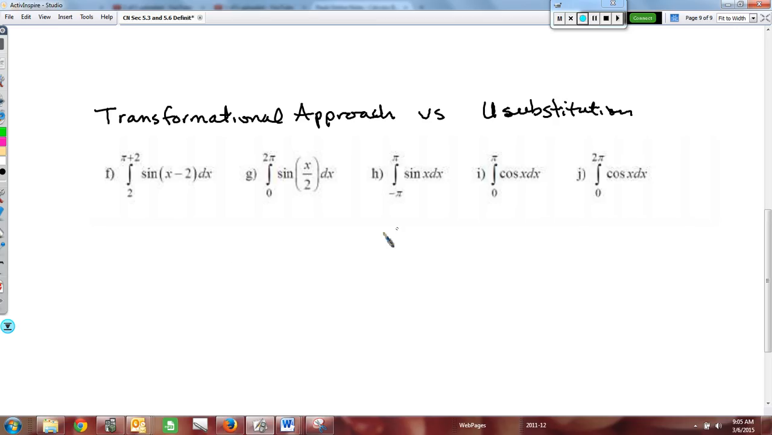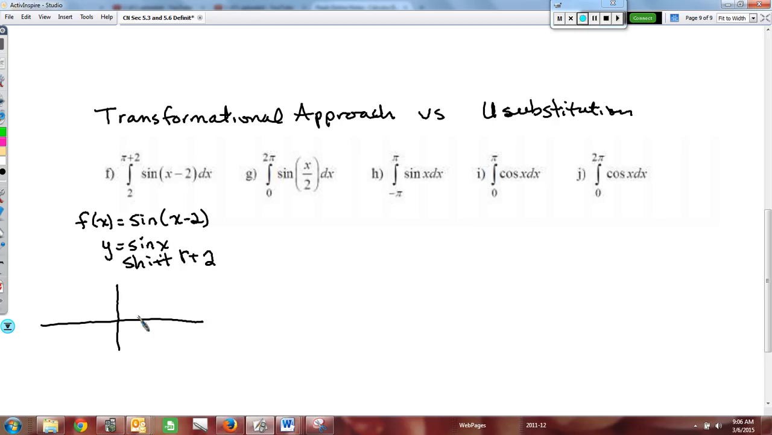So the first thing is you look at this and you think, well, what does this do to the graph that we had above? That if I were to graph f of x equal to sine of x minus 2, that this is y equals sine of x shifted to the right 2. So I know that the graph that I had above, okay, I'll just kind of add it in kind of dotted, which was looking like this.